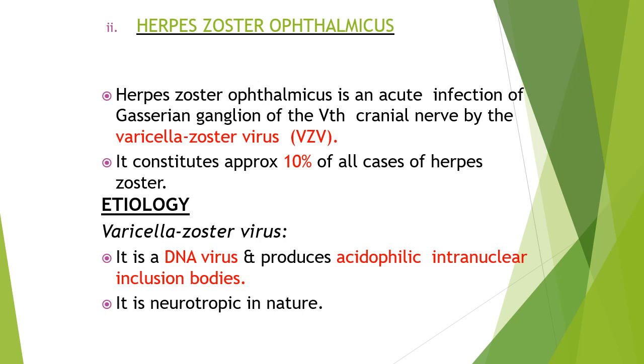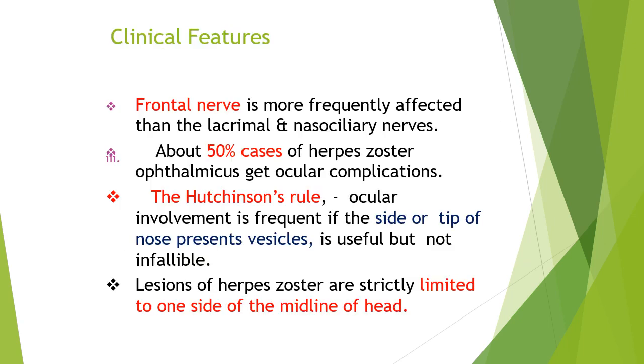Along with the fifth cranial nerve, whichever nerves come across, it leads to the spread of the infection. The most commonly involved nerves are the frontal, lacrimal and nasociliary nerves. There is a dictum that whenever there is involvement of the tip of the nose with these vesicles, we call it Hutchinson's rule. At that time, involvement of the eye is more frequent.